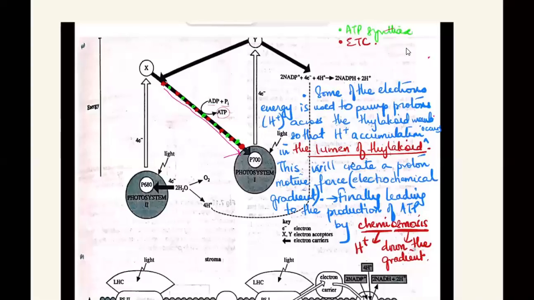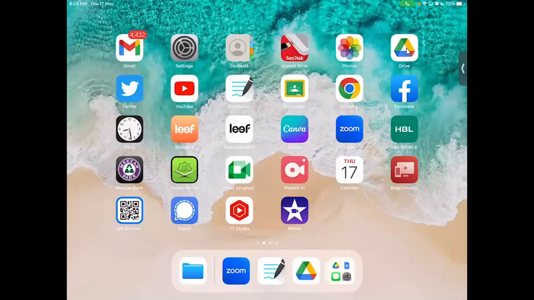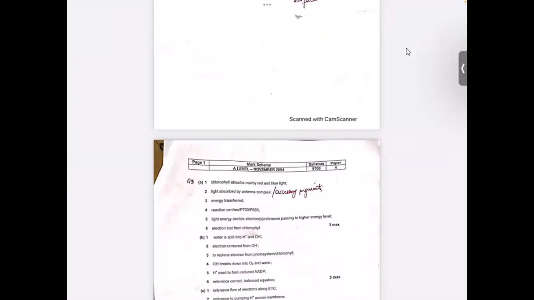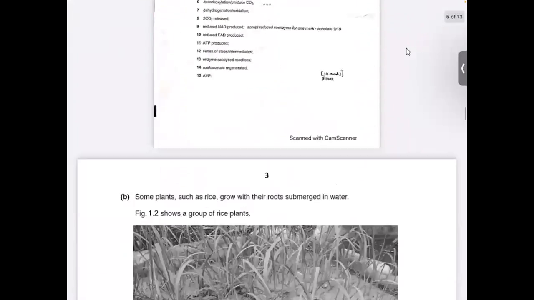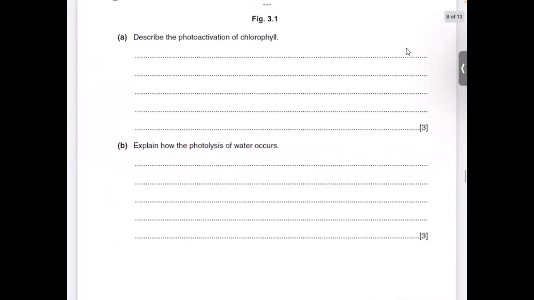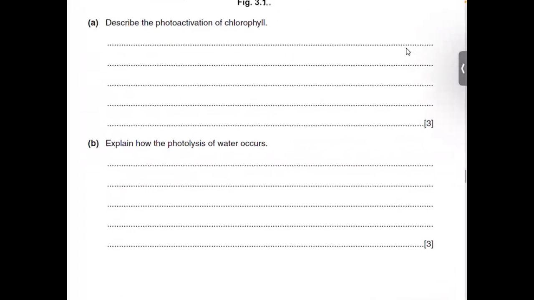Okay, let's go back and do the difficult one. I get this 3 marker, it makes sense. The 3 marker is done, okay. Now let's come to this one. This is a photolysis question: explain how the photolysis of water occurs.